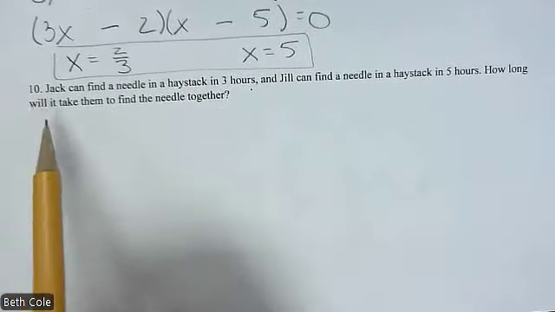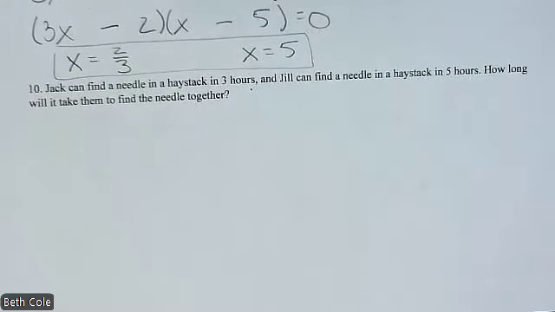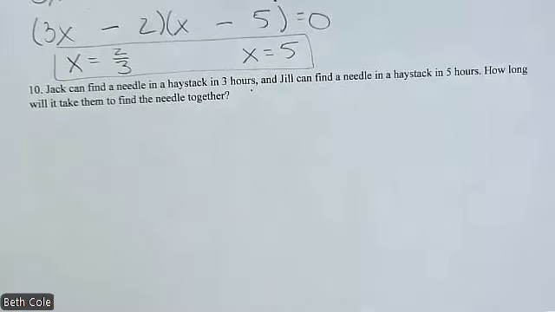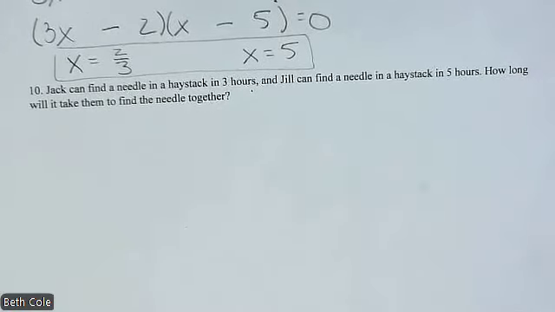All right. Last one. Jack can find a needle in a haystack. I was being silly when I made up this question. I made it about Jack and Jill finding a needle in a haystack. But listen. We'll just wait. Are you guys listening? It's the last one. If one person can do a task in a certain amount of time, and another person can do the task in a certain amount of time, if they work together, they should be able to do it faster. Do you get what I'm saying?